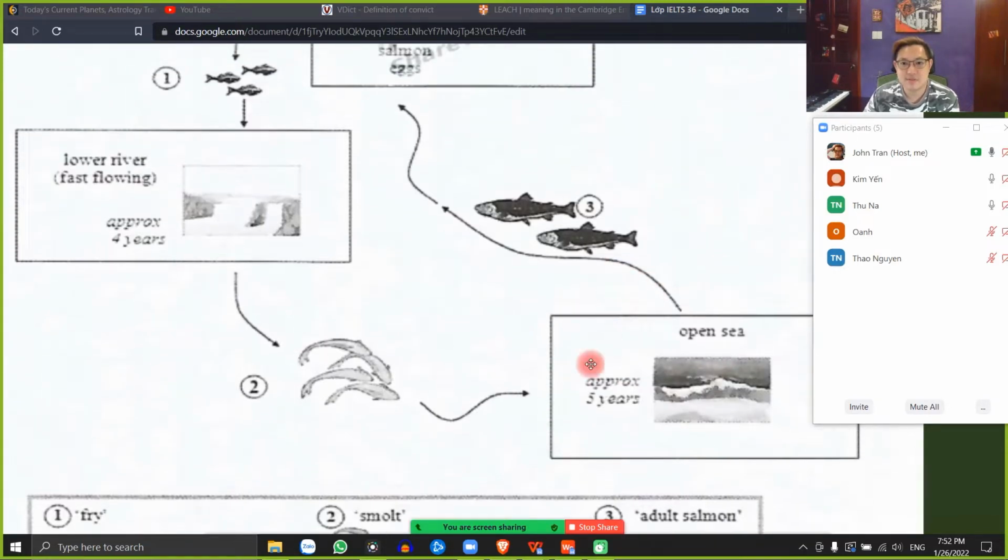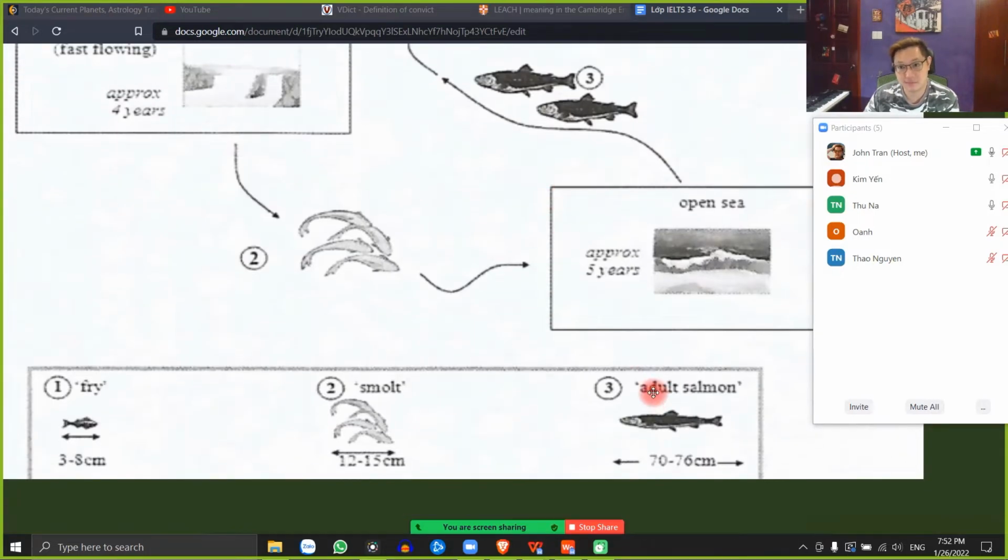And then after that 5 years, they become number 3, which is adult salmon. Adult salmon at the length of 70 to 76 centimeter, and they are fully grown already, of course, by this stage.